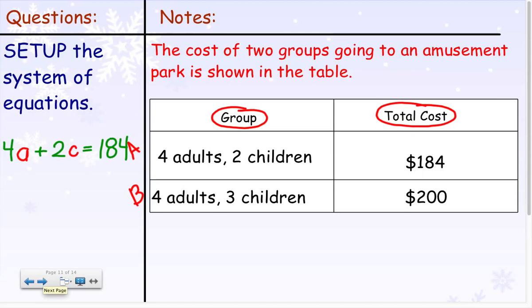And if I do the same thing for the bottom, I have 4 adults and 3 children this time for a total of 200. 4 adults, we don't know what the price is. 3 children, we don't know what the price is. So we have set up a system of equations right here. We could solve it if we wanted to, but this is just asking you to set up the system. So that is how you set up the system.